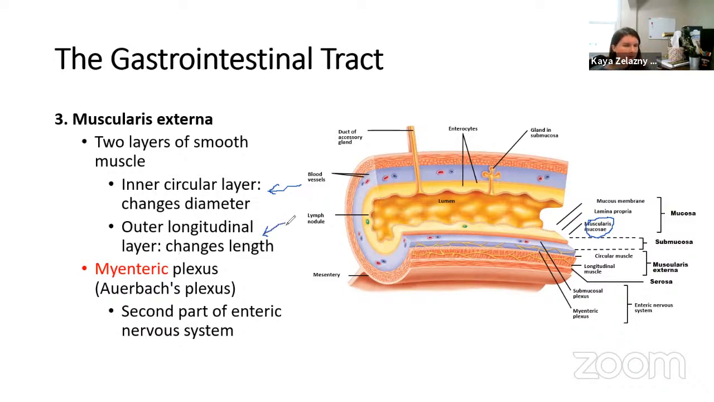And when we talk about motility, which will be a little bit later on, when we talk about how food gets squeezed through the gut and jumbled around, we'll think a little bit more about these different layers of muscles and how they function. But that's where the main movement of food through the gut is coming from, the muscularis externa.